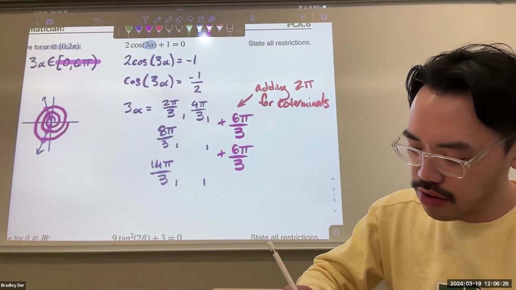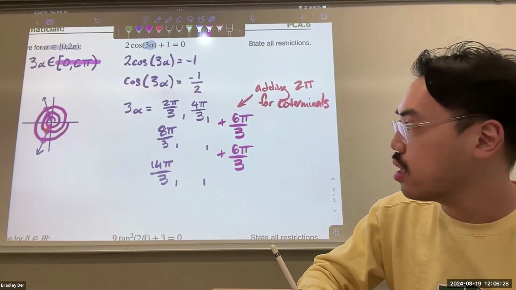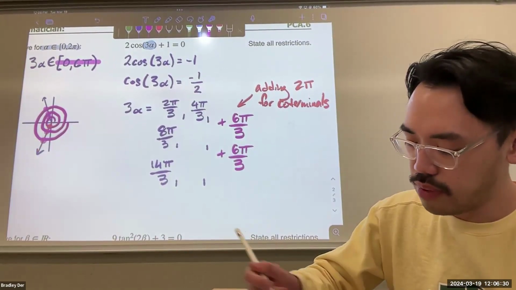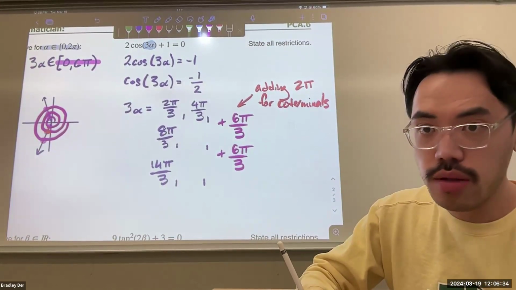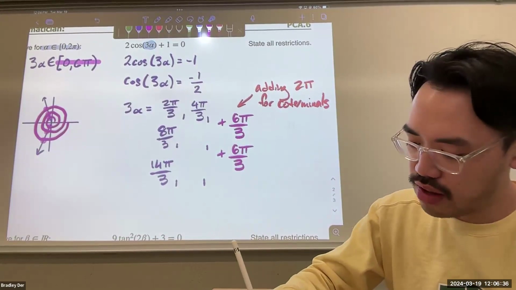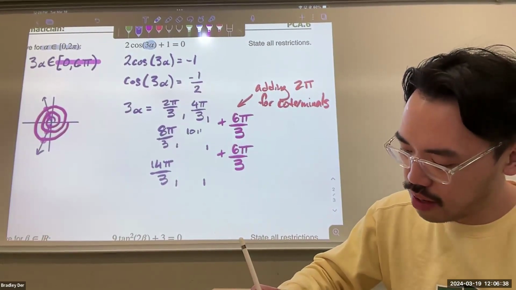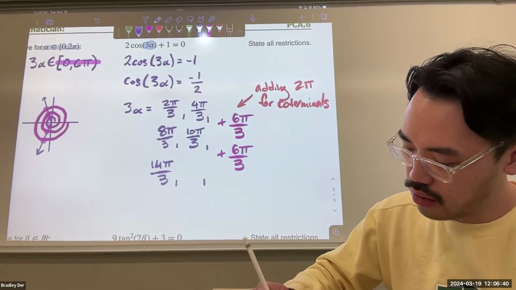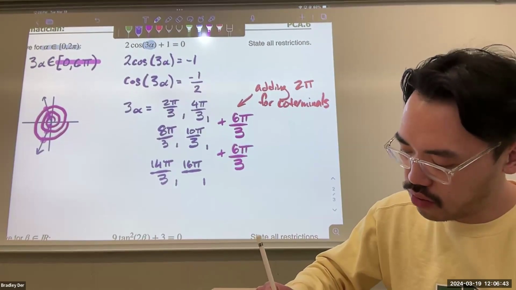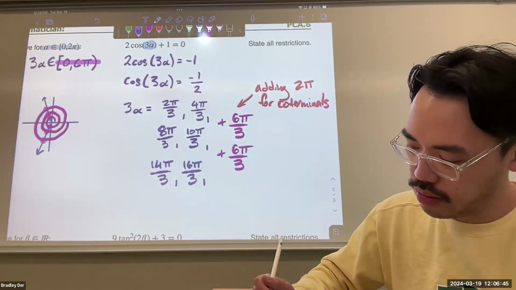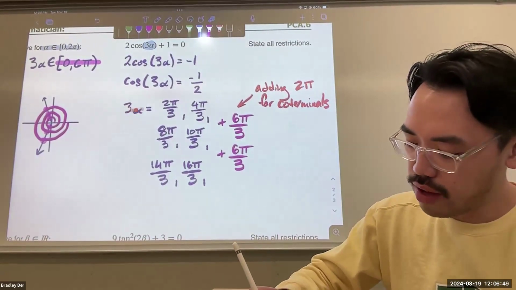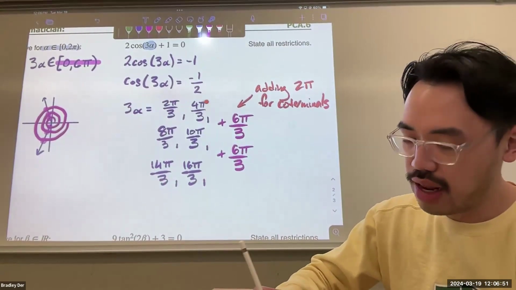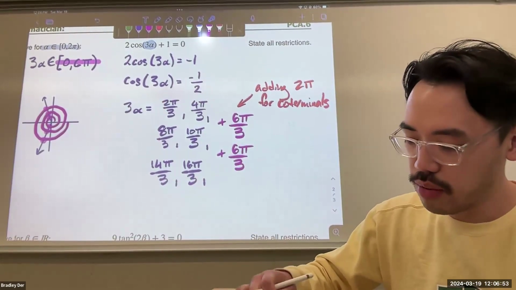And then I'll do the same thing, right? So this angle right here is 4 pi over 3. And I'm going to add a 2 pi to get to this angle. 4 plus 6 would have been 10. So 10 pi over 3. And then we'll do that again. So 16 pi over 3. Right? So 3 alpha is equal to any of these 6 values, but we're solving for alpha.